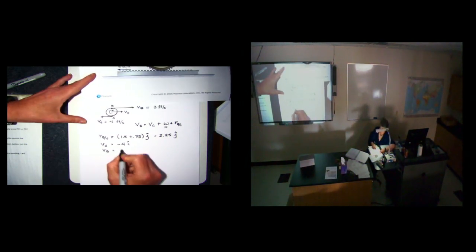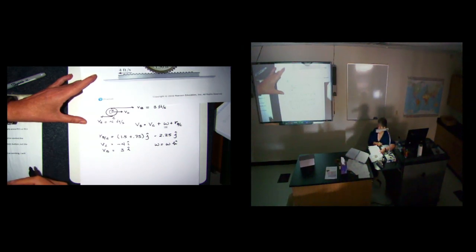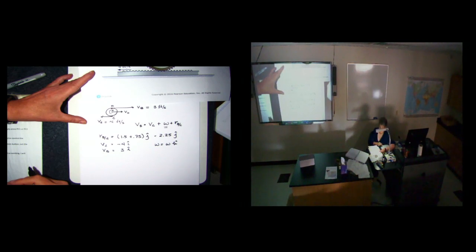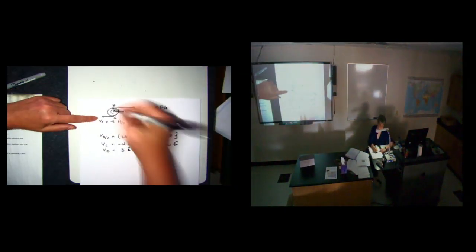Okay, now because this is moving faster, we're pretty sure it's going to rotate that way, which means that that's going to be a negative, because our convention is the other way around. So now when I do omega cross RBA, I have that. This is going to give me 2.25 omega in the I direction.